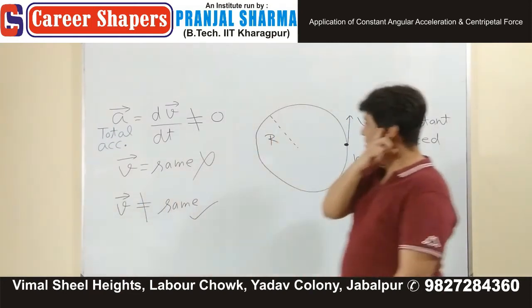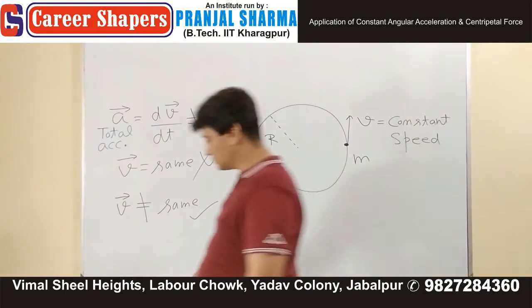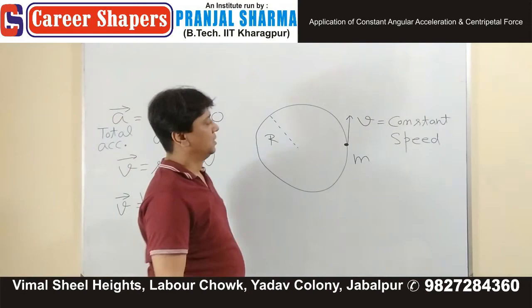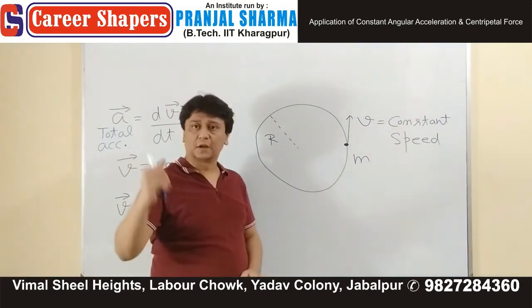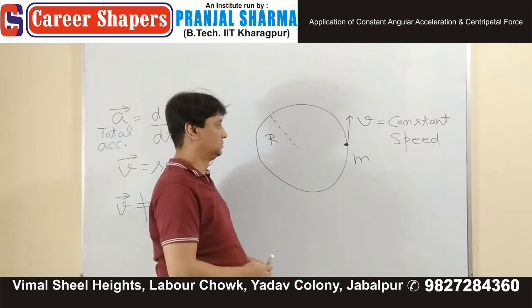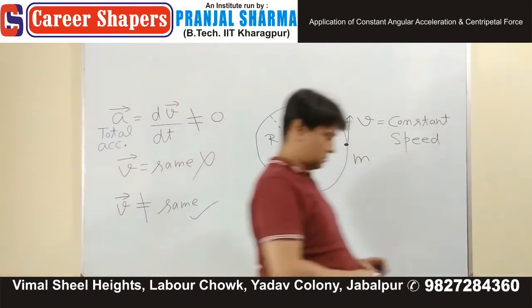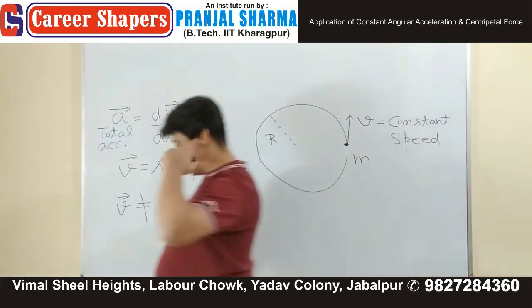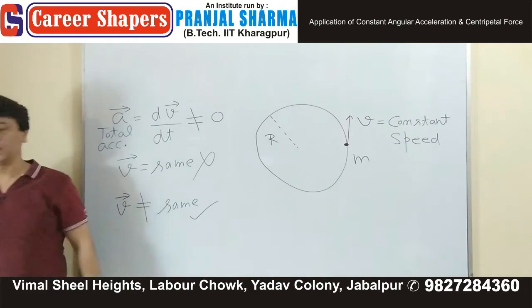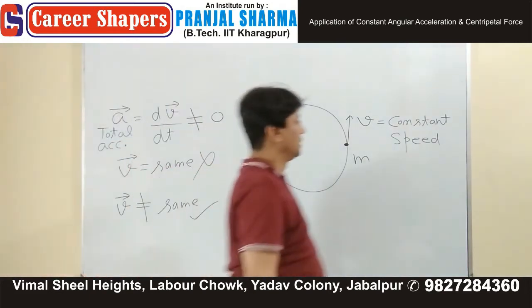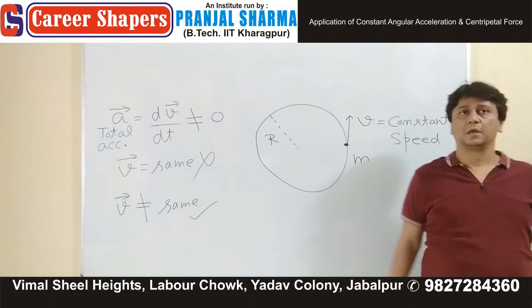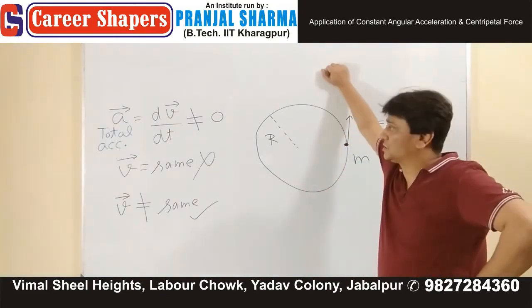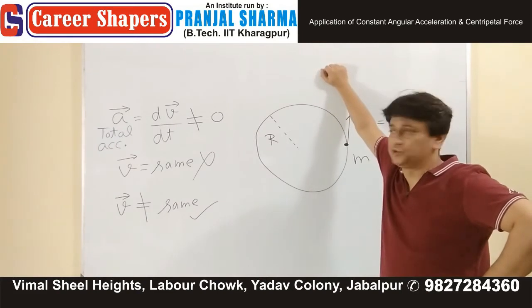Write down the statement. In circular motion, acceleration can never be zero, because direction of velocity continuously changes.